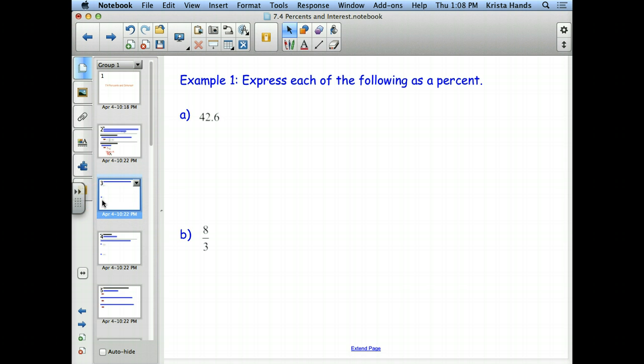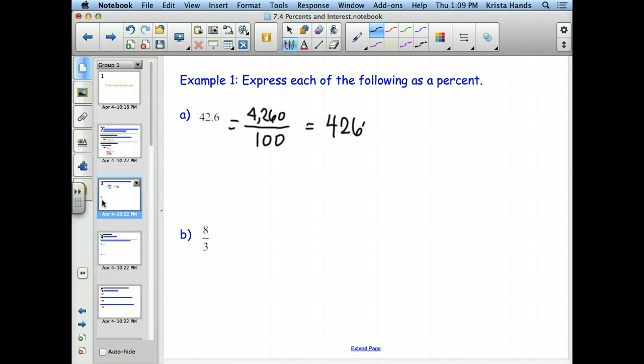We're going to do that with the numbers 42.6 and then the number 8 over 3, okay? So 42.6, one way to do this is to simply multiply by what? 100. And so we can think about that as writing it over the number 100. So if I were to multiply 42.6 times 100, what would I get? 4,260, which would then be represented as 4,260 percent. You don't have to show it this way, but this is one of the options.